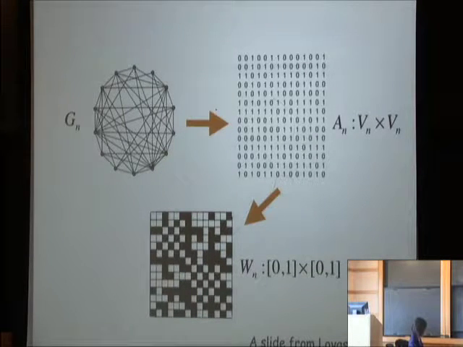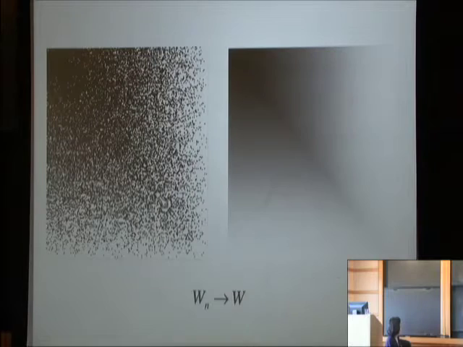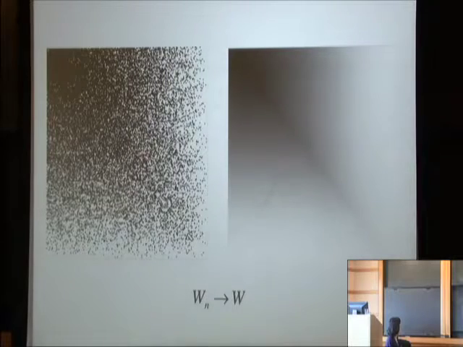So you have a graph, and you have the adjacency matrix. And one thing you can do is to replace each entry by a little square. Then you get normalized, a 0,1 by 0,1 W matrix. So if you take it to the limit, you can see sort of smoothing out, if we are lucky, approaching a limit.